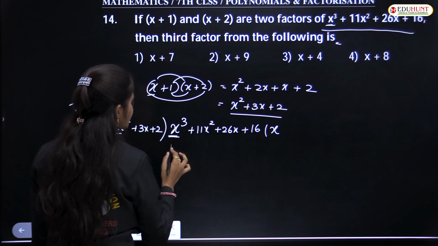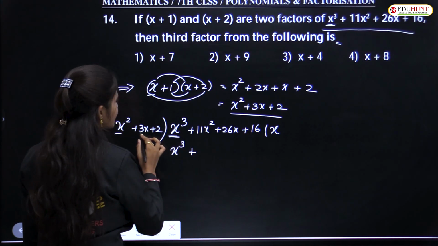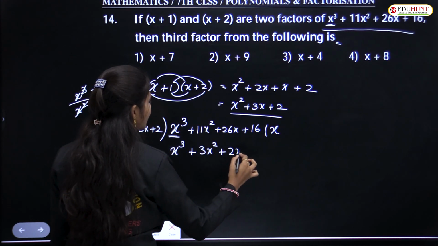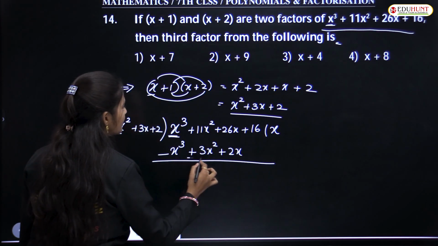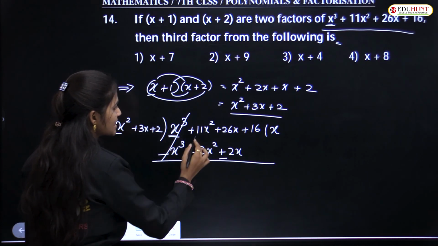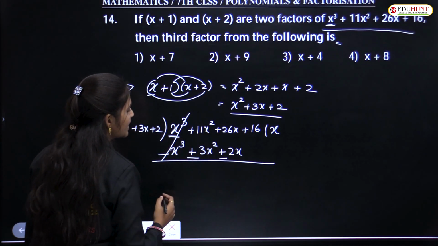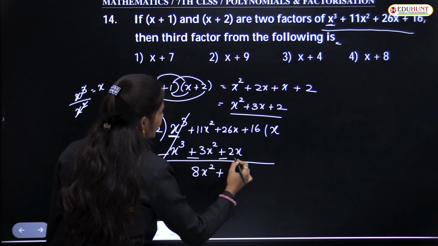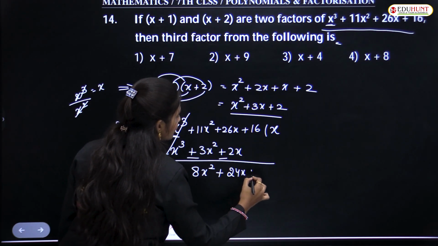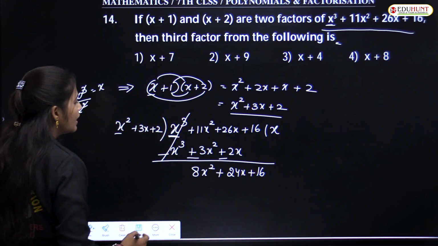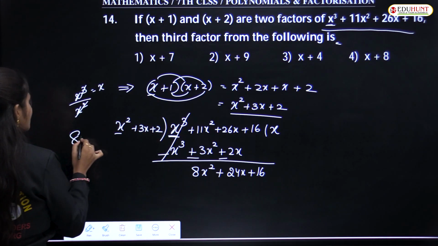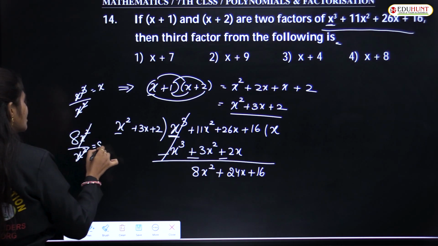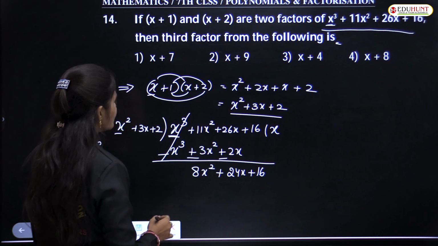Now x square into x is equal to x cube, plus 3x into x is equal to 3x square, plus 2 into x is equal to 2x. Now take the difference here. x cube minus x cube gets cancelled. So 11x square minus 3x square is equal to 8x square, plus 26x minus 2x, so plus 24x, plus 16. Now again the first term is 8x square and the divisor's first term is x square. So x square gets cancelled, and we get 8 only. So plus 8.